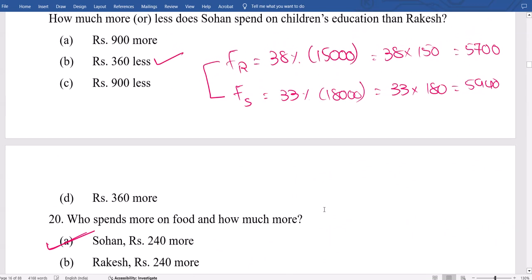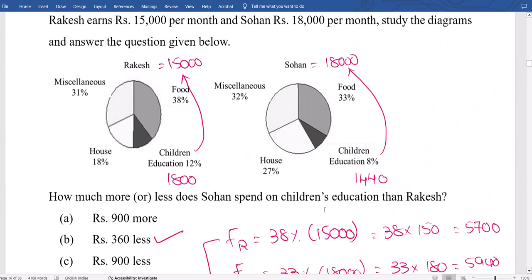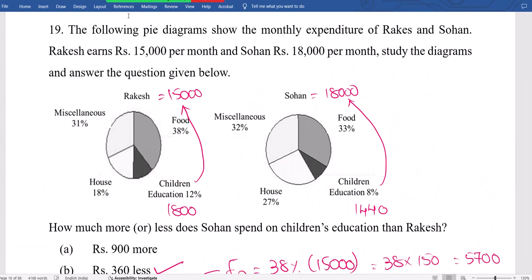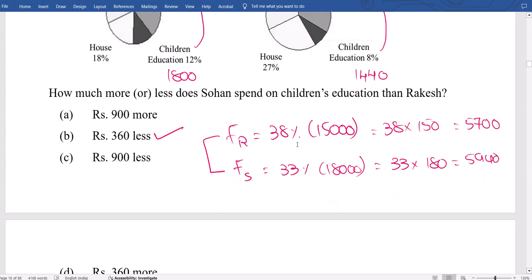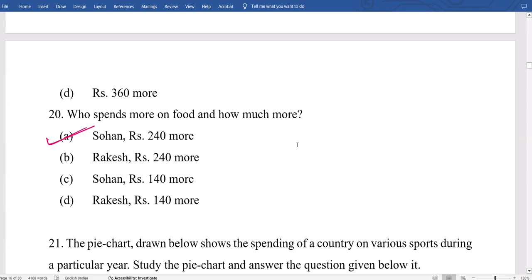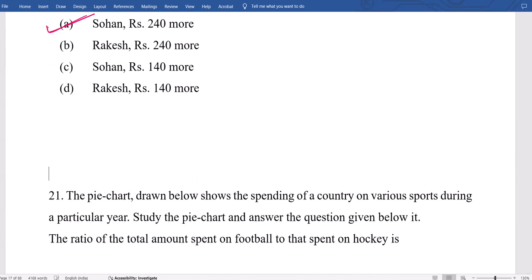So who is spending more and how much more regarding food? They gave two pie charts regarding Rakesh and Sohan. We are just comparing those to see who is spending more. We need to analyze that and put it down, right? So we got option B. Here option A, Sohan is more. Now see the next pie chart.